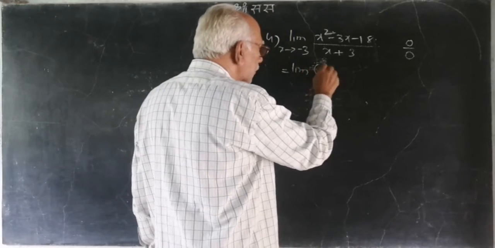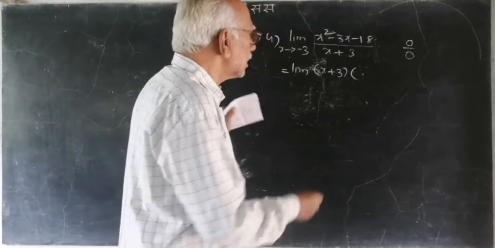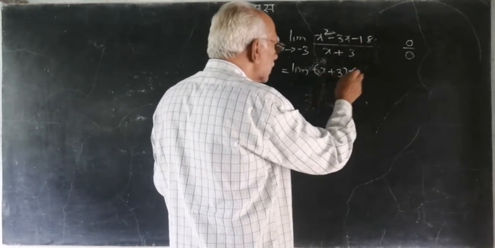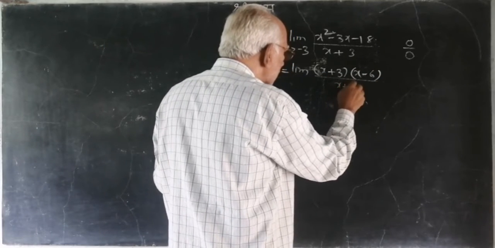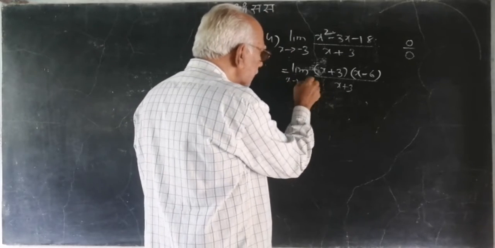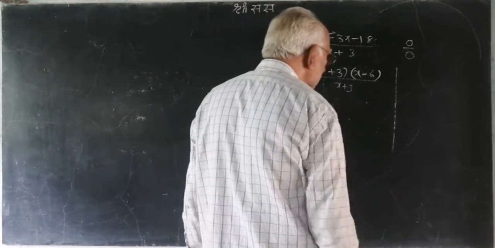If one factor is x plus 3, what will be the other factor? Divide first term by first term, x, divide third term by second term, and what will it be? Minus 6 divided by x plus 3, as x tends to minus 3. Now I will show you that.